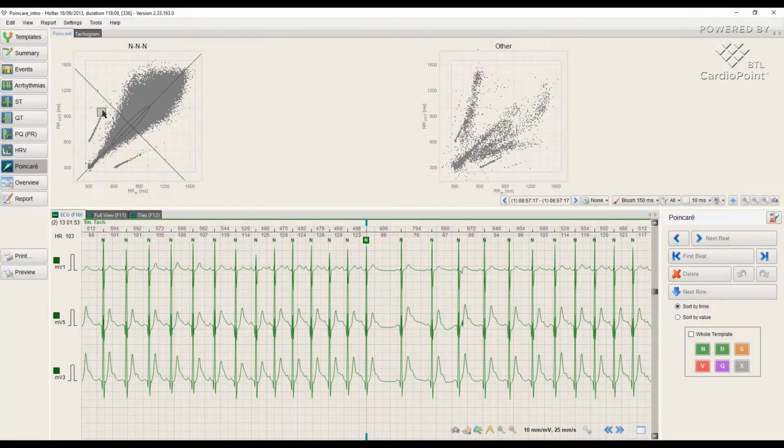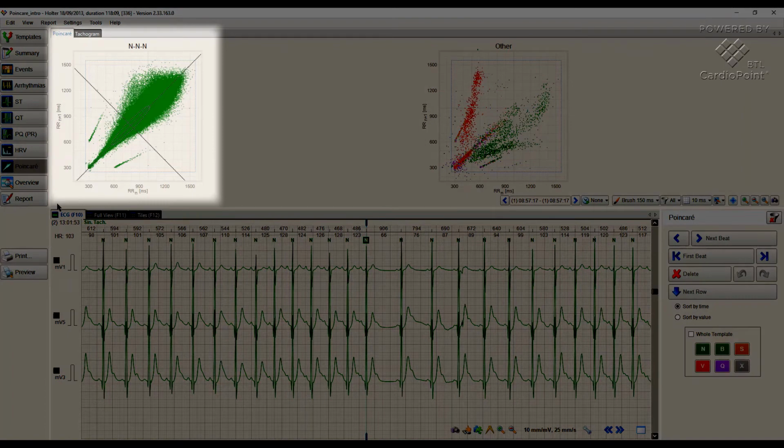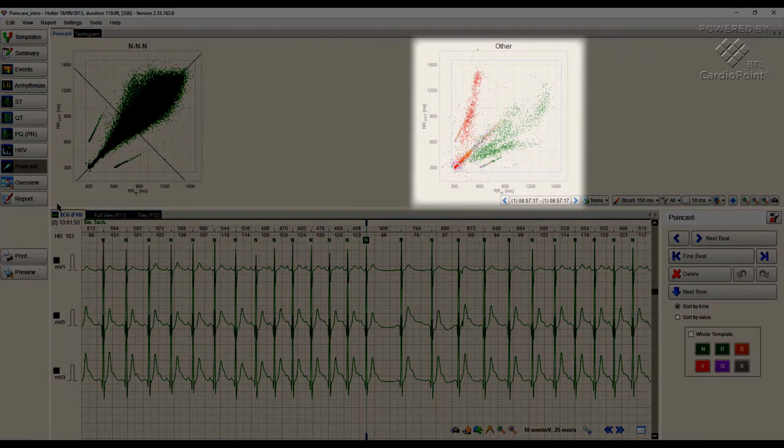It can be used to detect extrasystoles, pauses, atrial fibrillation, and noisy areas in the recording. The tool is represented by 2 graphs. NNN shows the distribution of normal complexes. Visually, the norm usually looks like a cloud in the shape of a comet, and Other shows the distribution of abnormal beats.